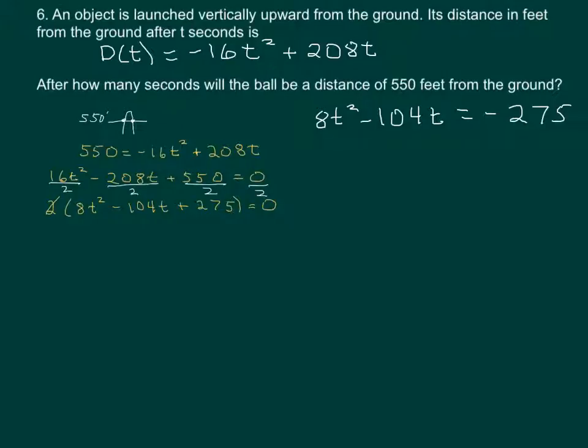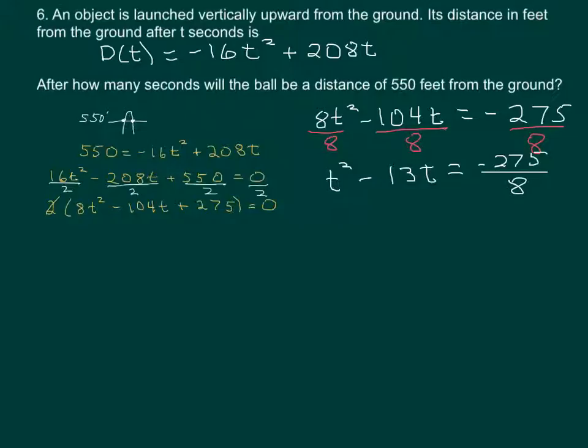Now before we can use the square root property, our lead term has to not have a coefficient other than 1 in front of it. In other words, how do we make this 8 go away? Well, it just so happens that we can divide everything by 8, and we are left with t squared minus 13t equals. And then I'm going to leave the 275 over 8 because it doesn't come out a whole number yet, but it will.